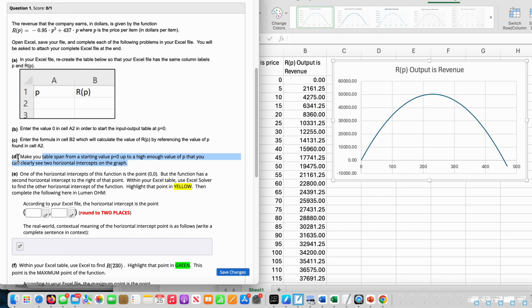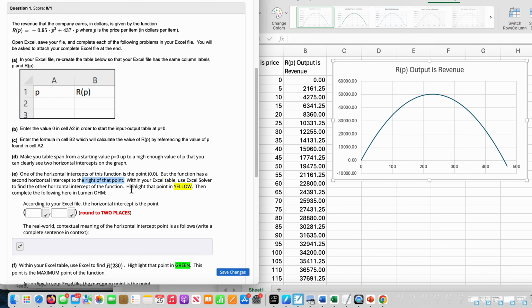So now I did part D. I can clearly see the two horizontal intercepts. And so now it says one of the horizontal intercepts is at 0, 0, right? That's here, I can see it. But the function has a second horizontal intercept to the right of that. Okay, well, to the right of that, if I continue on, here's the second horizontal intercept. So then it says within my table, use solver to find the other horizontal intercept.